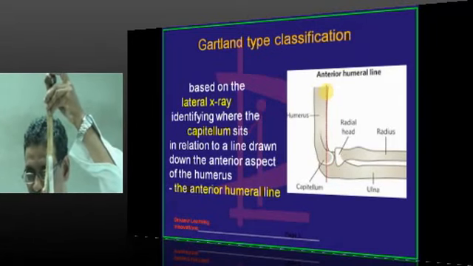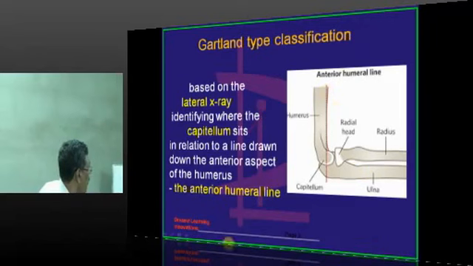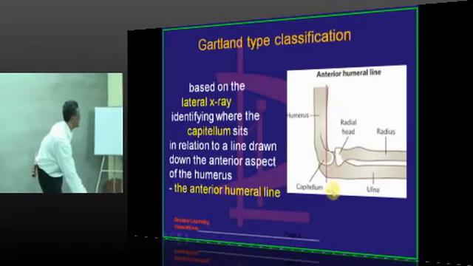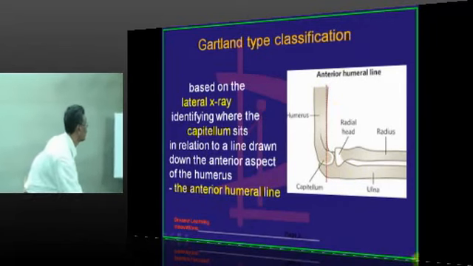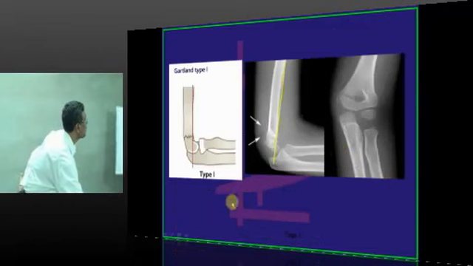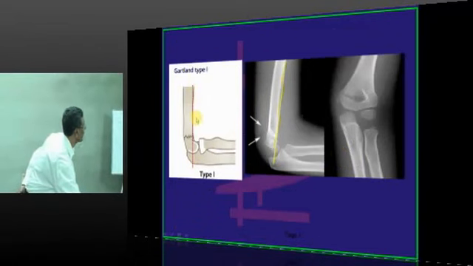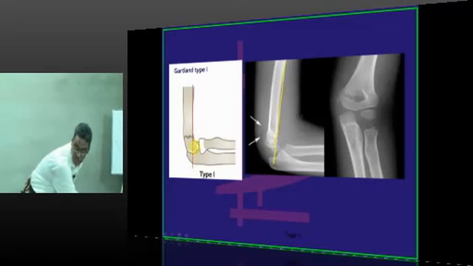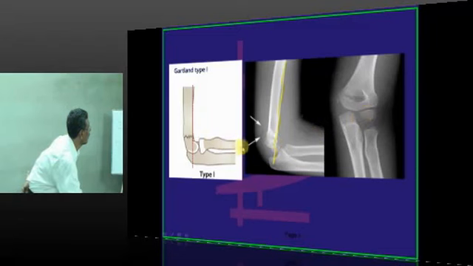Anterior to it. That is normal. The capitulum sits in relation to the line, anterior to it. Now see this one, the Garland type 1. There is a fracture, but there is not much shift of the capitulum. A little bit of shift is there.